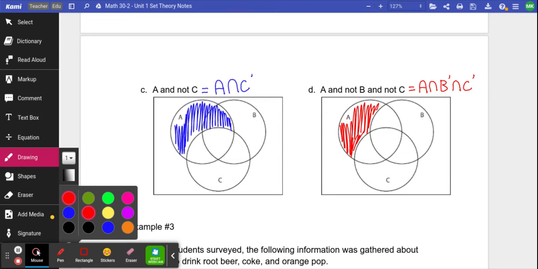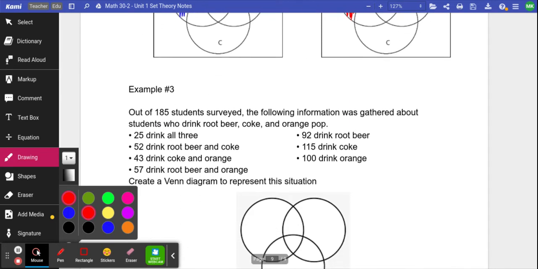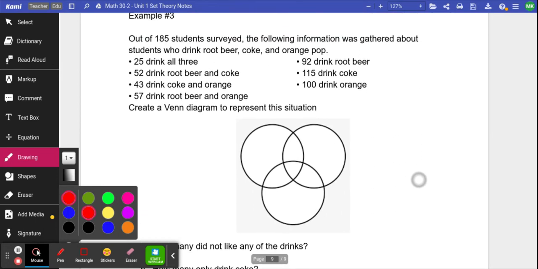That's shading Venn diagrams. There's a good chance you get shading questions on a test or quiz, just because they've popped up on diploma exams in the past. So we'll probably do it again. All right, down here, example 3.